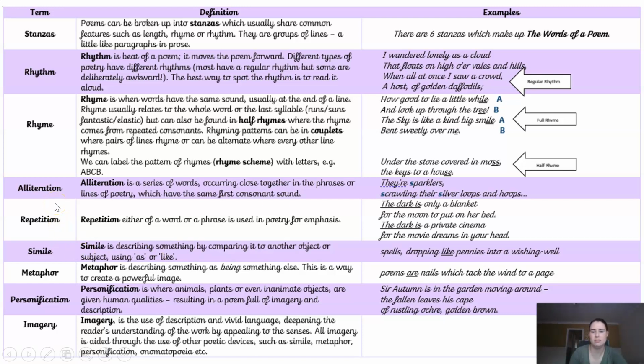We then have alliteration, okay, so there's sparklers scrawling their silver loops and hoops, okay, so we've got the alliteration of the S. Repetition. Repetition is quite a big one. Again, we do a lot of repetition when we've done like our amplification work, when we did the man and the piano, we did our flashback work, we did some of our newspaper report writing for Frances Brandywine. We looked at that repetition of the knock, knock, knock.